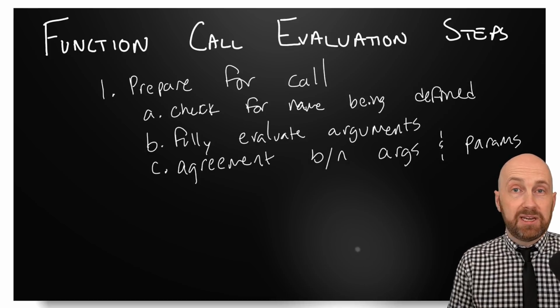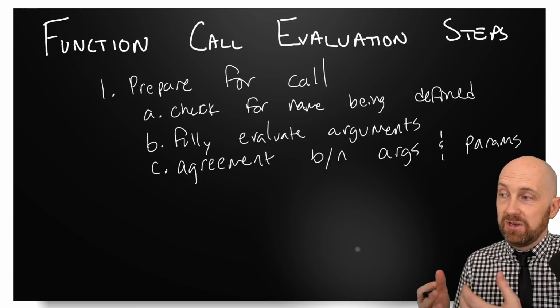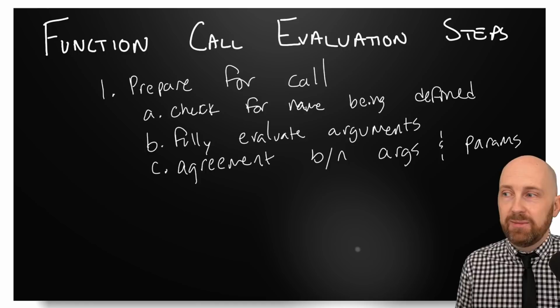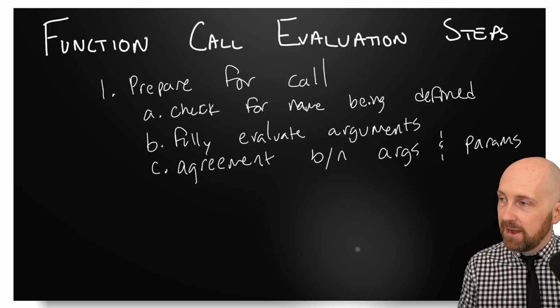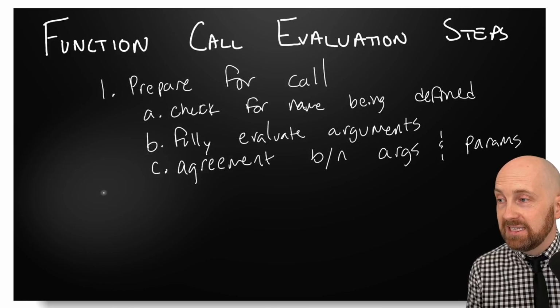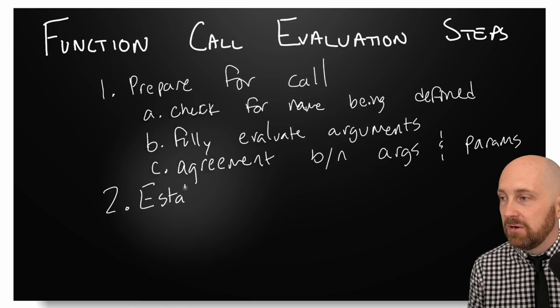So as long as these three conditions are met, we're able to fully evaluate our arguments, and that's okay. We know that the function exists, and we've checked for agreement. Then we're ready to make the function call and actually carry out the function call steps. So next, what we're going to do is we're going to establish a frame for the call. All right, so we're going to establish a frame for our function call.